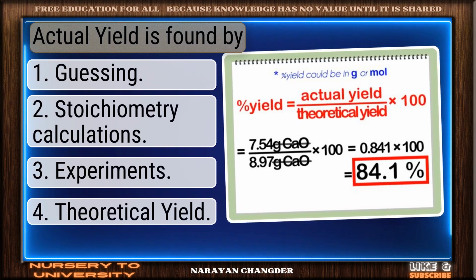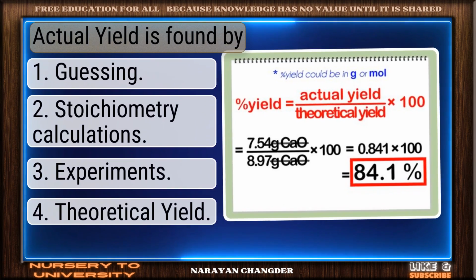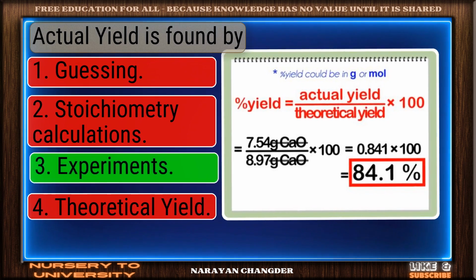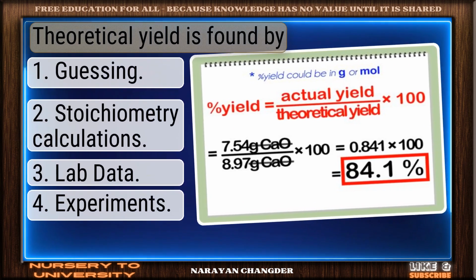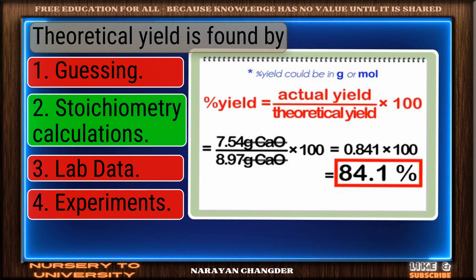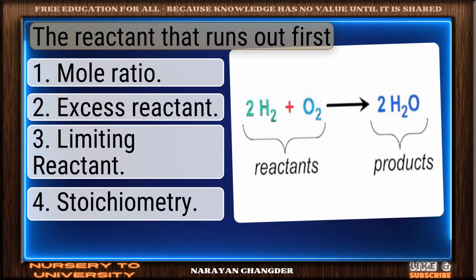Can you solve all these stoichiometry questions? Actual yield is found by... confident and correct experiments. Theoretical yield is found by... bravo, stoichiometry calculations! The reactant that runs out first.